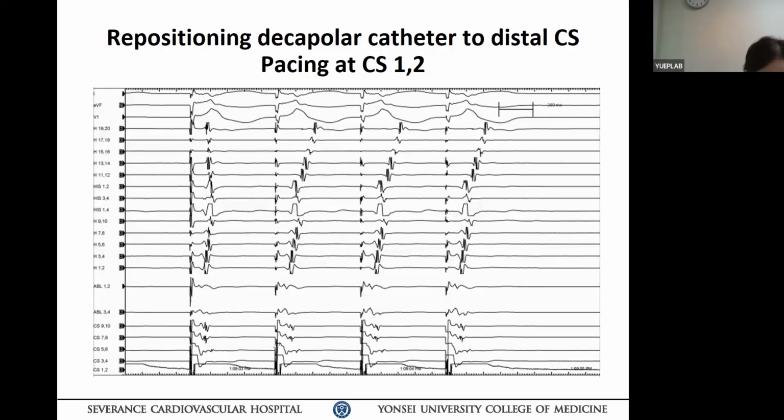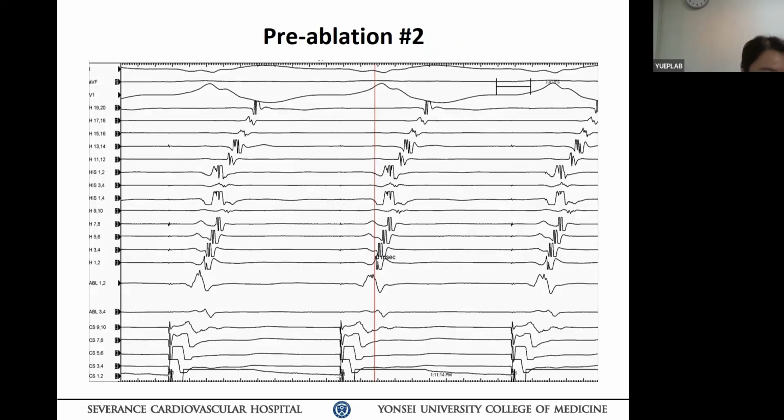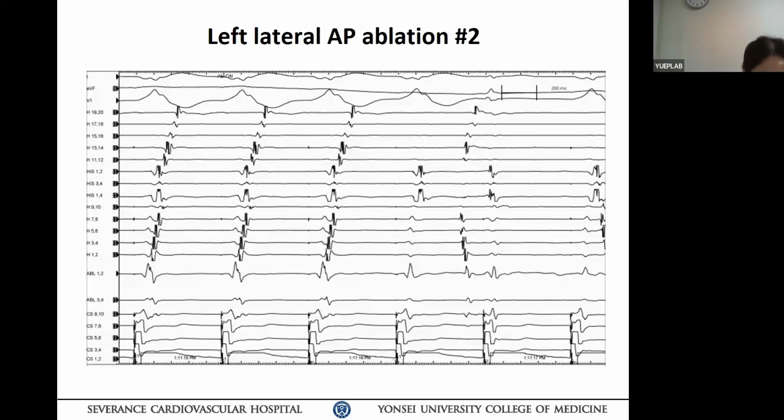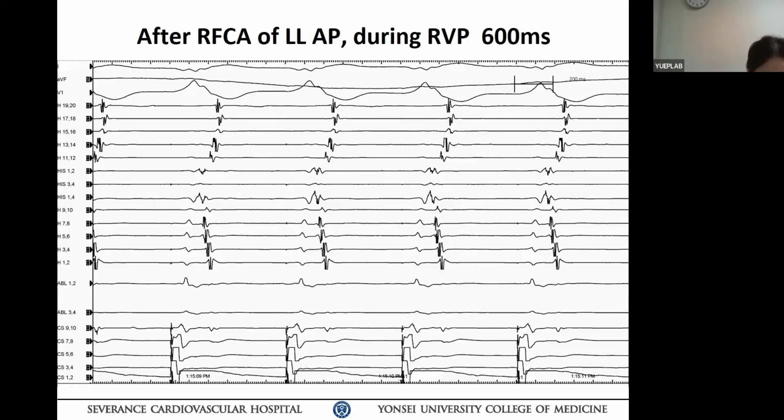Pacing at the CS distal, the retrograde conduction through the accessory pathway still remained. So before starting the ablations, we confirmed the target site by the CS distal pacing. And we started the second ablations. After the second ablation, there was no retrograde conduction through the accessory pathway anymore.